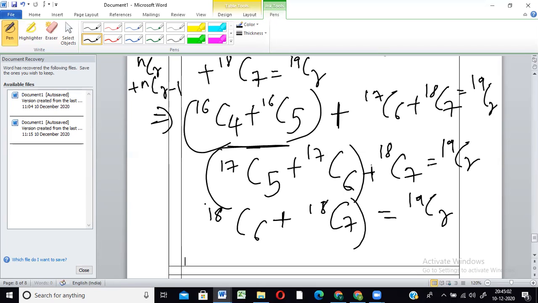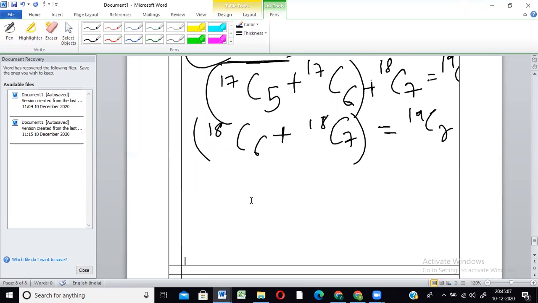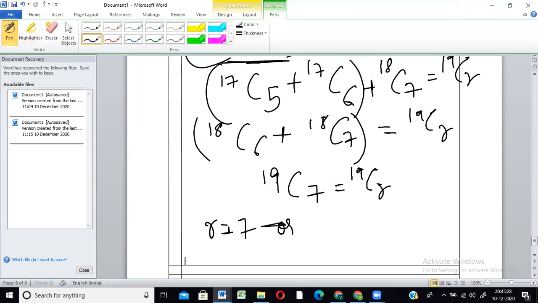So now we just have this one thing remaining. Again we'll use the same thing. This will become 19C7, which is equal to 19Cr. Now this is the same as nCr is equal to nCs, then r will be equal to s, right? So here r will either be equal to 7 or r will be equal to 19 minus 7, that is equal to 12. So r can have these two values. Either r will be equal to 7 or r will be equal to 12. Okay.